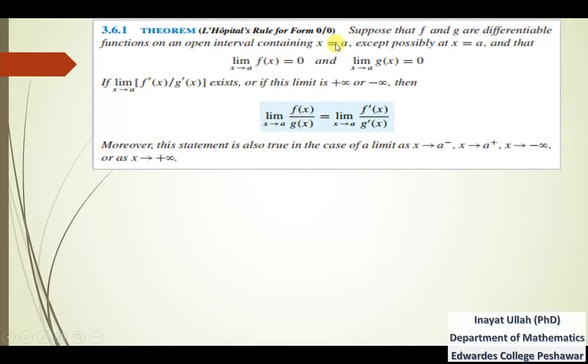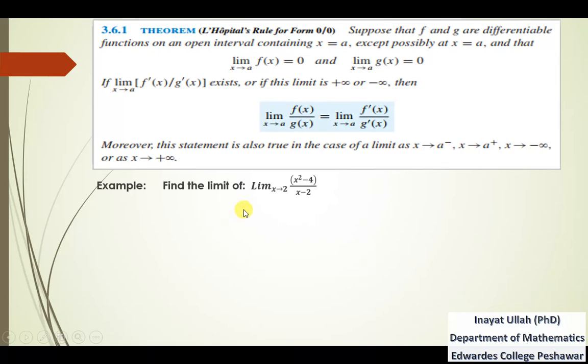Remember that for 0 by 0 form or infinity by infinity form, we factorize the numerator and denominator or rationalize them if possible, but this rule simplifies the work. That is the simplest way to find the limiting value of a rational function whenever that rational function is in the form 0 by 0 or infinity by infinity. So here is an example.